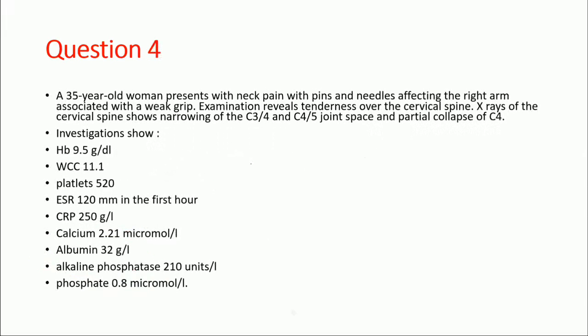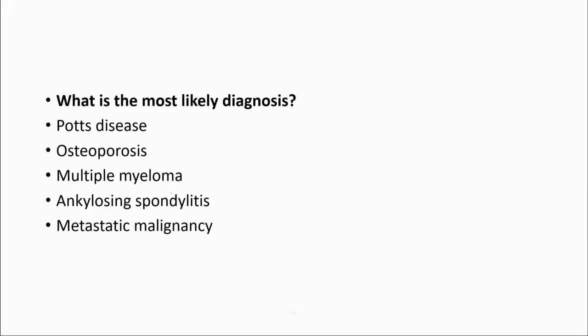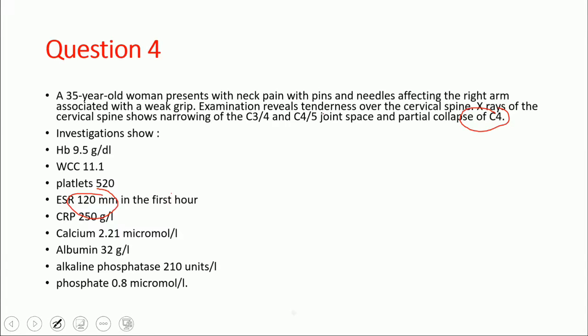Neck pain. Right, there is some evidence of narrowing of the joint space, partial collapse of C4, high ESR. Sorry, so this is TB, right? TB of the cervical spine. So joint space narrowing and collapse of vertebral bodies is common in TB.